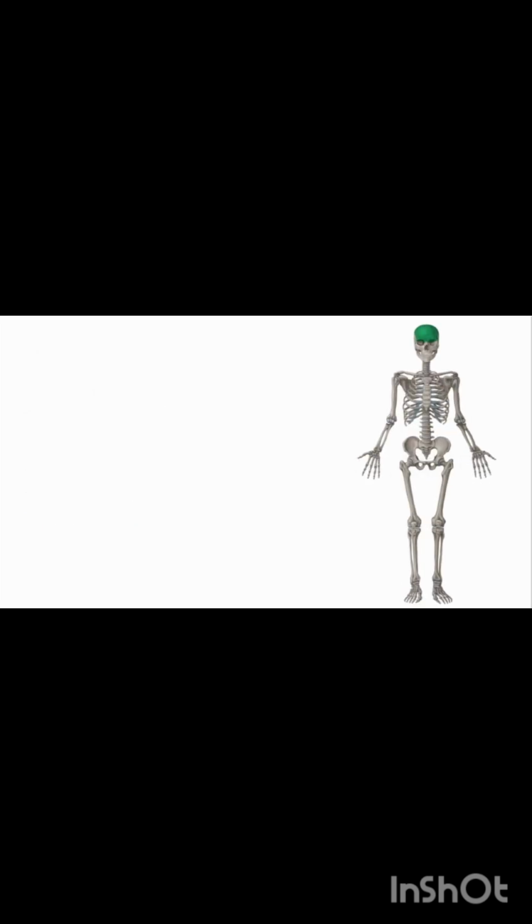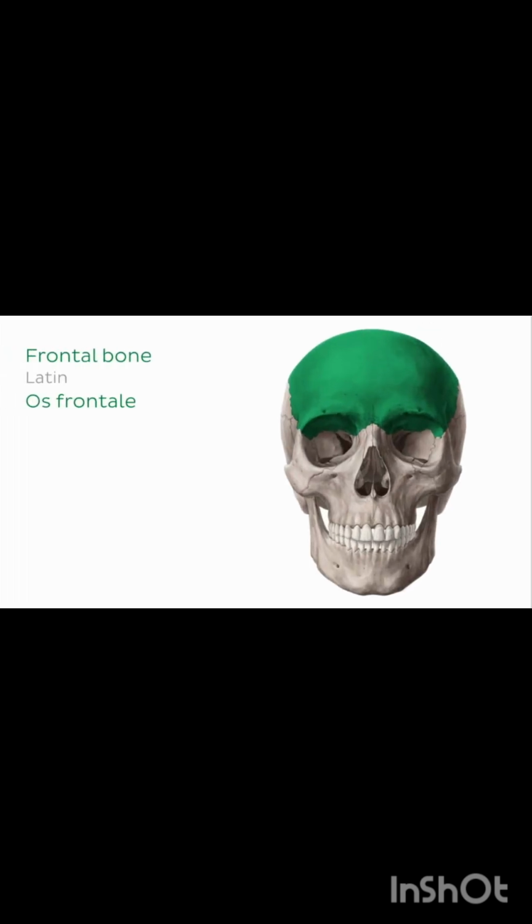So let's flip our skeleton back around so we can see the first bone of the neurocranium that we're going to talk about today, which is the frontal bone. And let's zoom in a bit so we can see this bone a little clearer. As you can see, the frontal bone is situated anteriorly and it encompasses the area of the forehead.